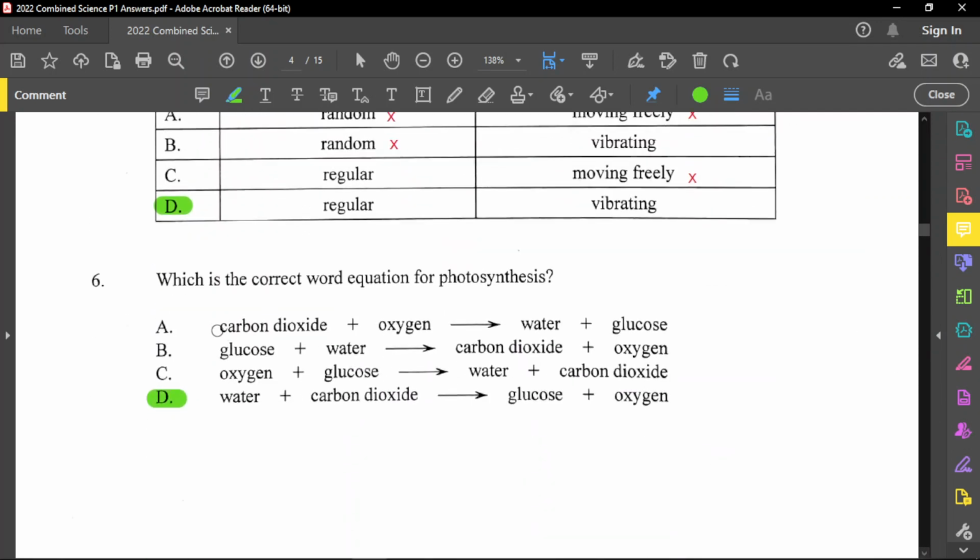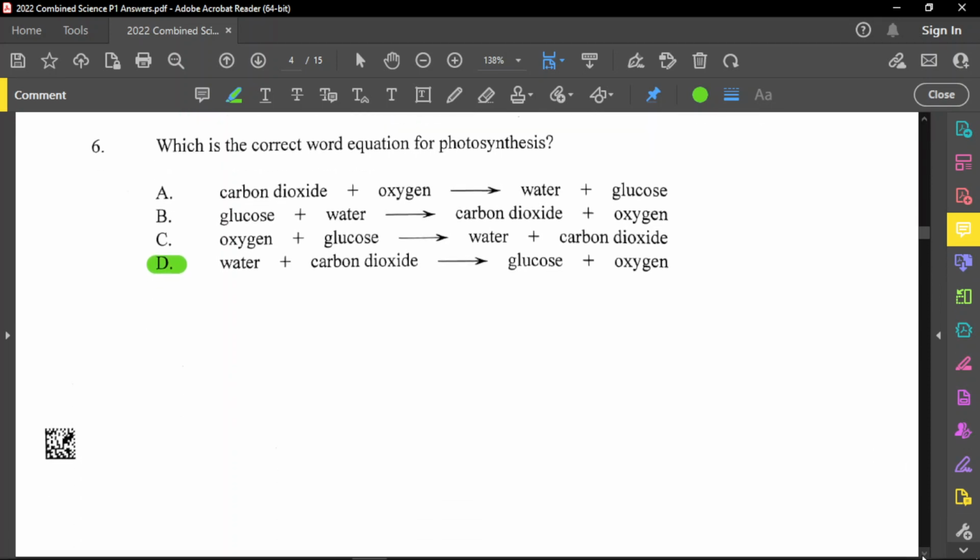For question number 6, it asks, which is the correct word equation for photosynthesis? Photosynthesis is water reacting with carbon dioxide to produce glucose and oxygen. Again, please remember that this requires light and also chlorophyll that will absorb the light. On the arrow, you could put light or sunlight, and then on the bottom you could put chlorophyll. But chlorophyll is not compulsory to write, it's just to indicate the things that are needed for this process to take place.